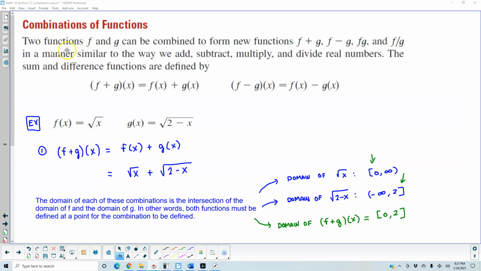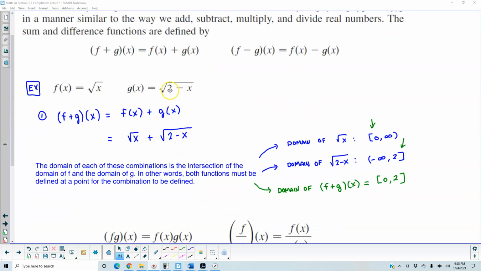Combination of functions. Two functions f and g can be combined to form new functions f plus g, f minus g, f times g, and f divided by g in a manner similar to the way we add, subtract, multiply, and divide real numbers. The sum and difference functions are defined by the following. Here is the sum. F plus g of x is equal to f of x plus g of x. F minus g of x is equal to f of x minus g of x.